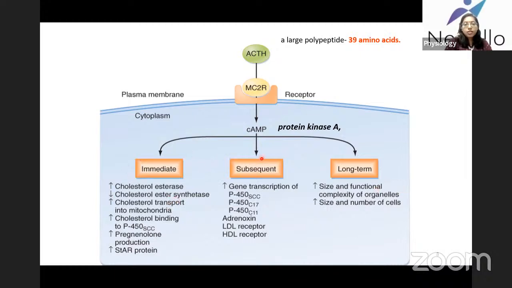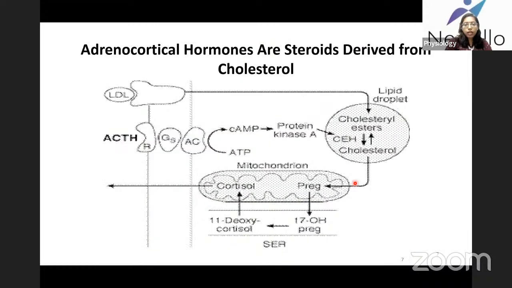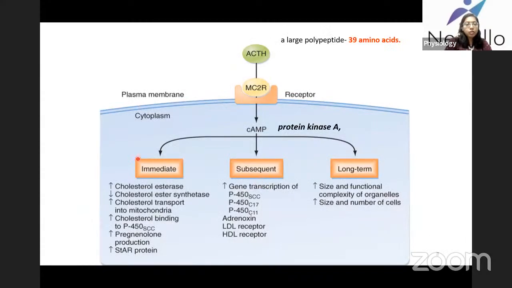We have immediate, subsequent, and long-term actions. Now here I've shown you only one action, that is the final action. There are multiple actions in which there is an increase in cholesterol esterase, decrease in cholesterol ester synthetase, increase in cholesterol transport in mitochondria, increased cholesterol binding to P450, increased pregnenolone production, and increase in the StAR protein, which are immediate effects.